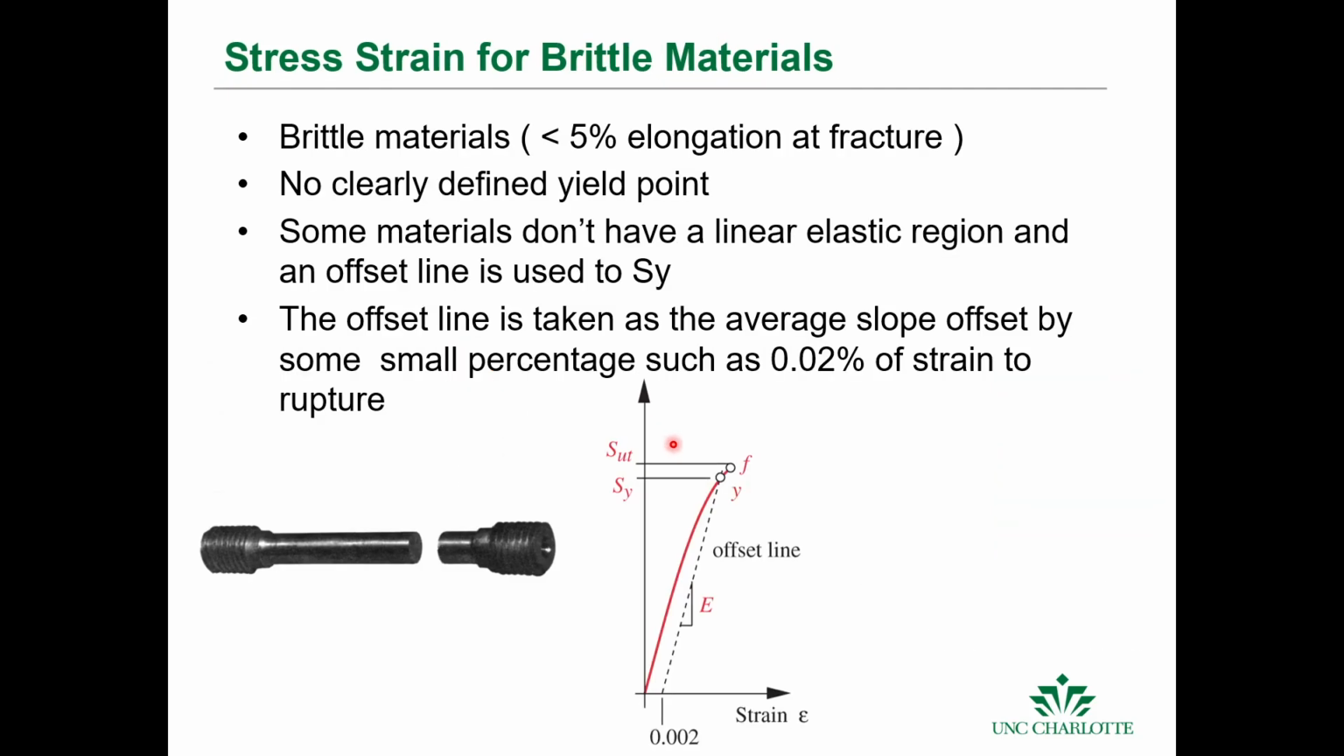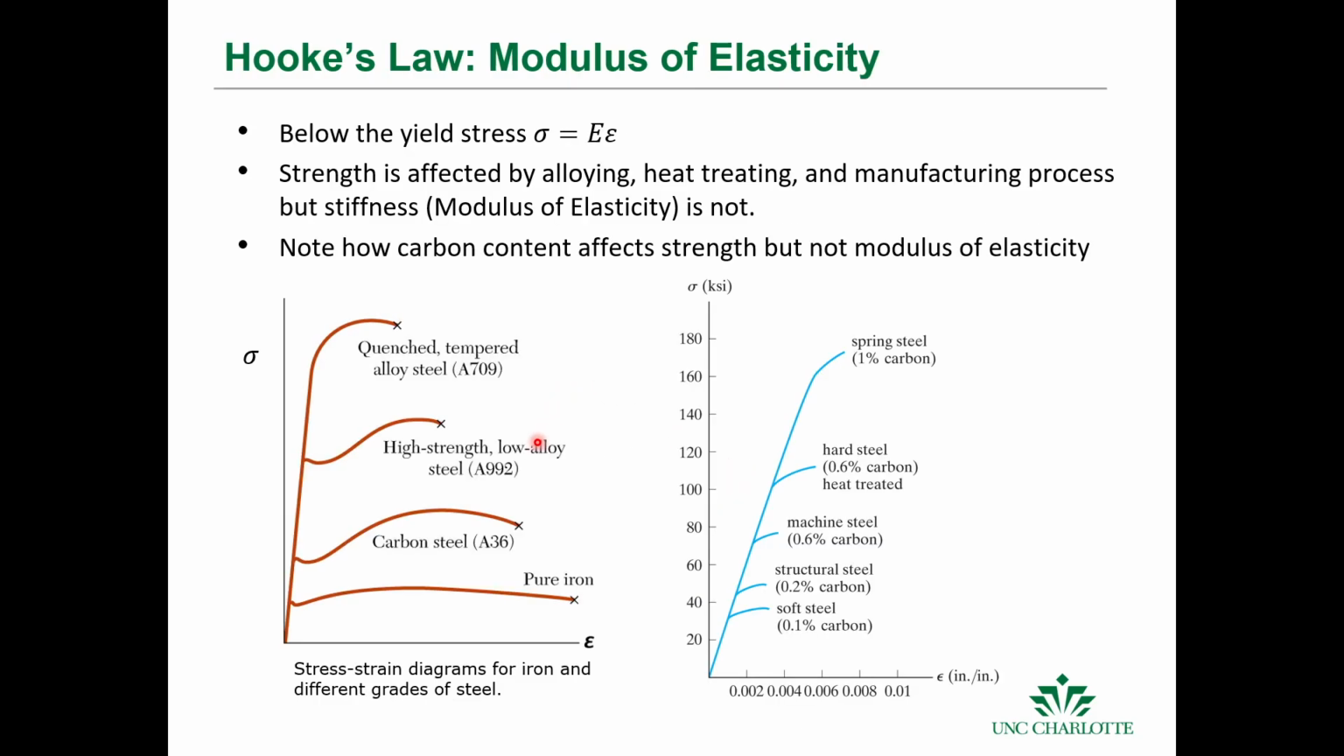Okay. Brittle materials typically have less than 5% elongation at failure. They also don't have a very clearly defined yield point, and so an offset line is used in this case as well, and it's usually taken as the average slope, and then you offset it by some value. And obviously for a brittle material, the yield stress is close to the ultimate tensile stress, but you really shouldn't consider brittle materials as materials that yield. So just make sure that you're keeping these things in mind.